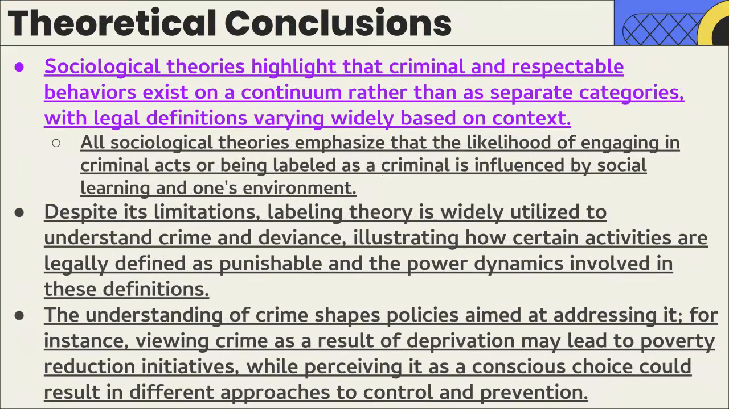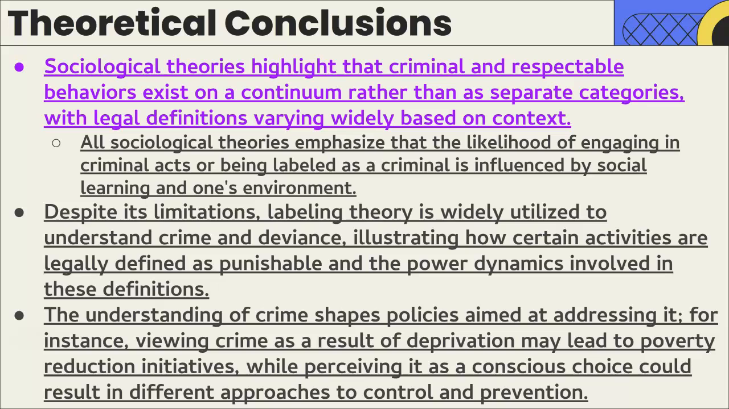Okay, so the contributions to the sociological theories of crime and deviance are twofold. First, these theories correctly emphasize that criminal and respectable behavior are not two discrete categories, rather they are points along a continuum, and the context in which particular types of activity are seen as criminal and punishable by law varies quite widely. So, second, all agree that context is important.